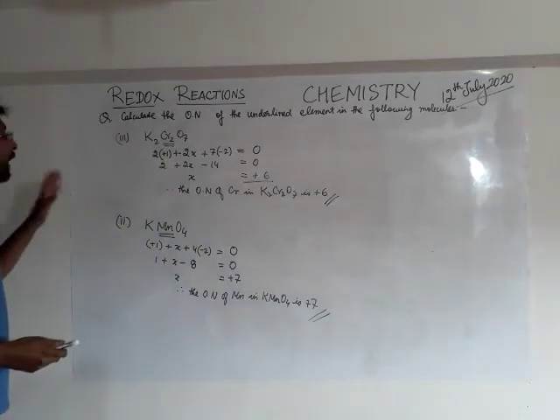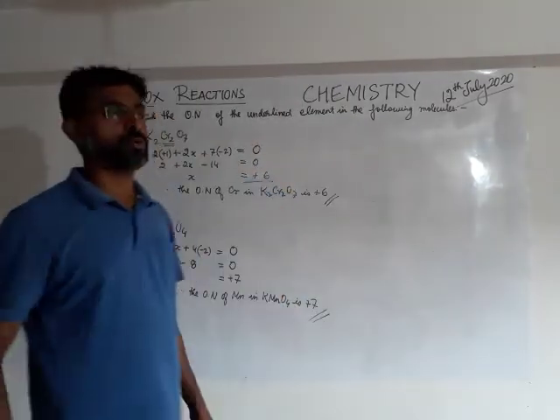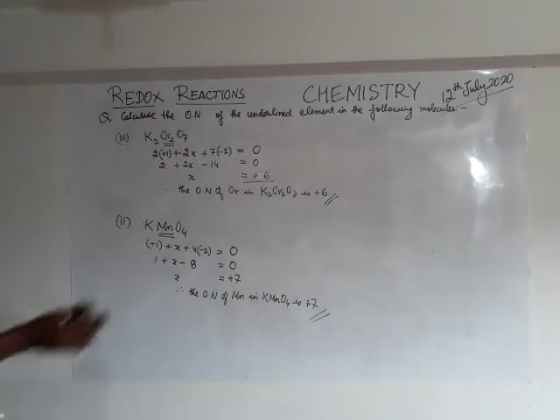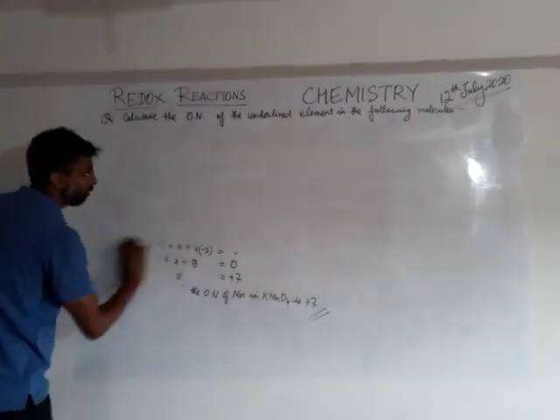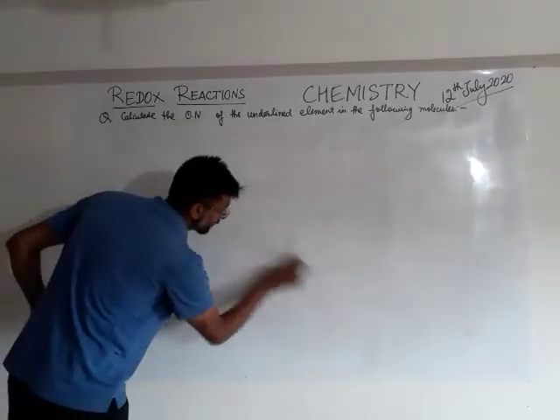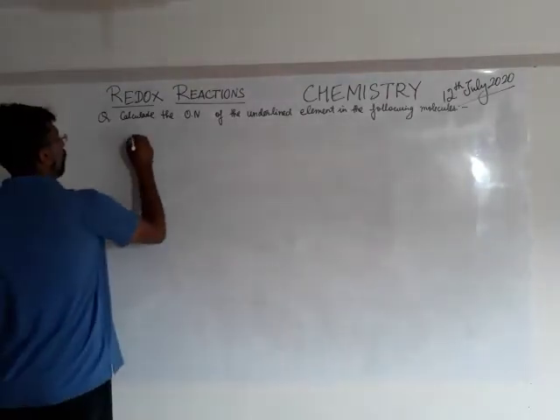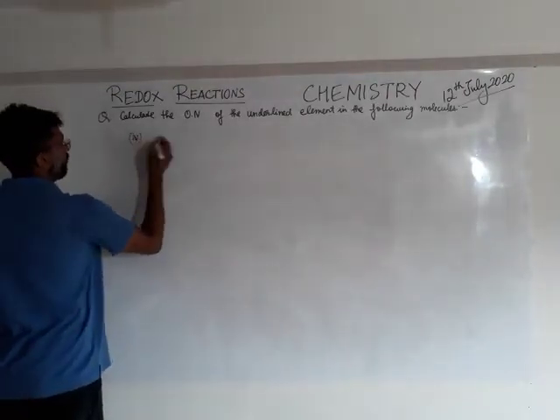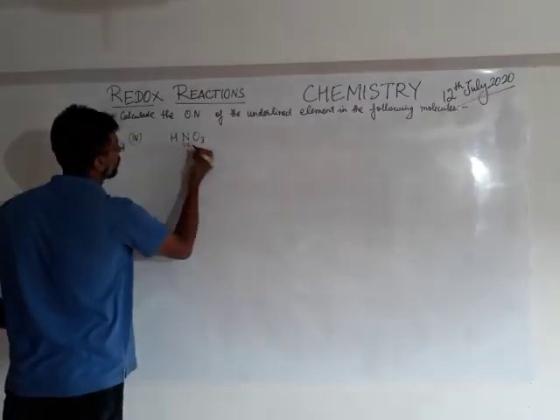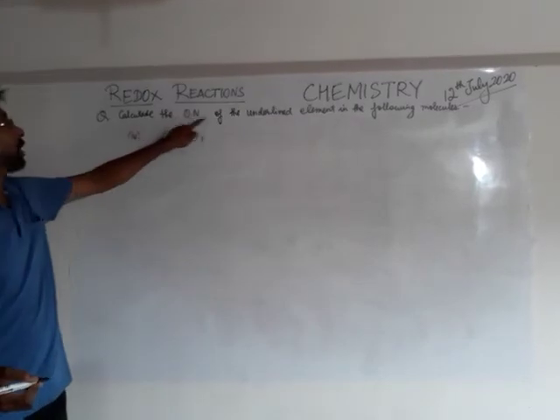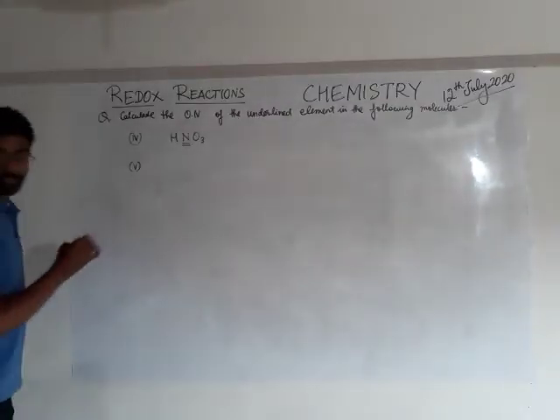So I have done and shown you 3 examples for the calculation of oxidation number from neutral molecules. The remaining you will practice or try yourself. I am writing down the questions for you all. Please copy them down and solve them nicely and get the correct answer. The fourth one is nitric acid. From nitric acid, I am underlining nitrogen. Calculate the oxidation number of nitrogen in nitric acid. That is the fourth one.